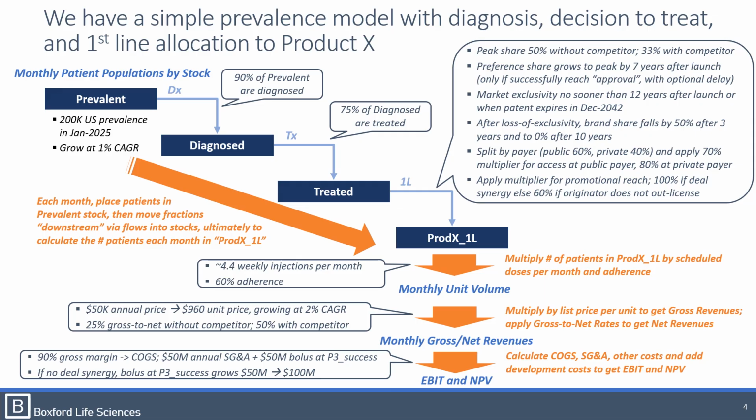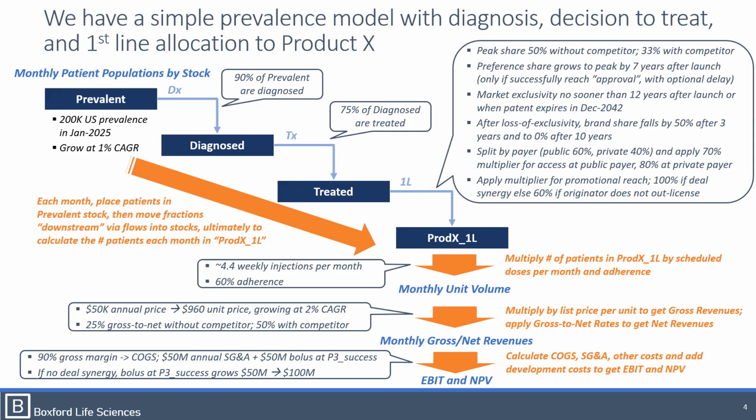We also use a graphical approach to describe the flow of patients in a model. In this case, we have a very simple prevalence model where we start off with prevalent patients. We're going to be tracking the populations in each stock on a monthly basis, which is what PPFC does. We take prevalent patients, then there's a flow DX that moves 90% of those to diagnosed, a flow TX that moves 75% of those diagnosed to treated, and a flow 1L, which is a first-line allocation of patients to a drug, product X, and we give it the name of a stock, product X1L, that's going to identify patients who are now active on therapy on our drug.